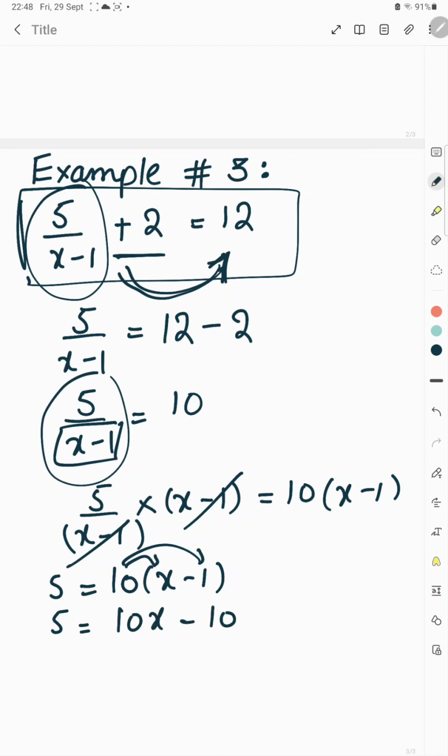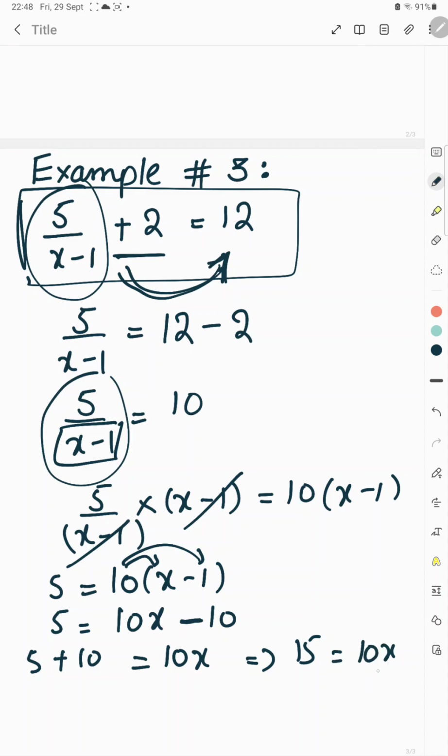Now here, as we know that we have to shift the like terms to one side, so 10x will remain in its place and we have to shift this 10 to the other side of the equation. And you know that whenever shifting occurs, the signs become opposite. So here negative 10 will shift to the left side, so it will become plus 10. So here we get 10 plus 5 is equal to 15, and 10x.